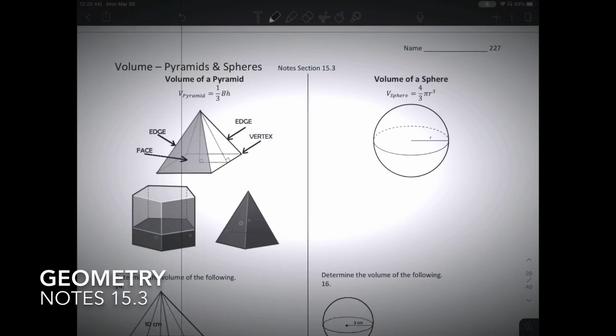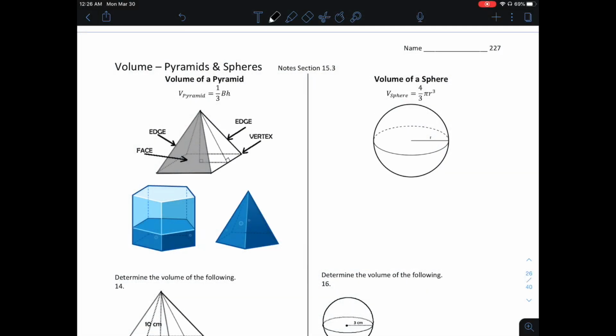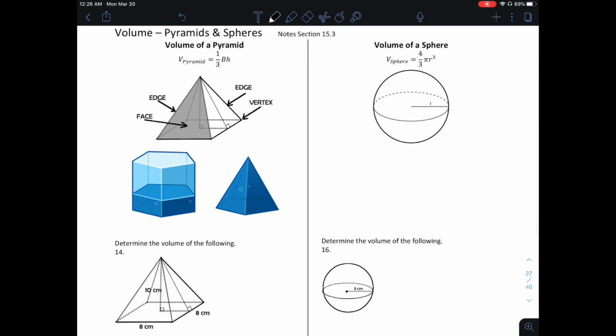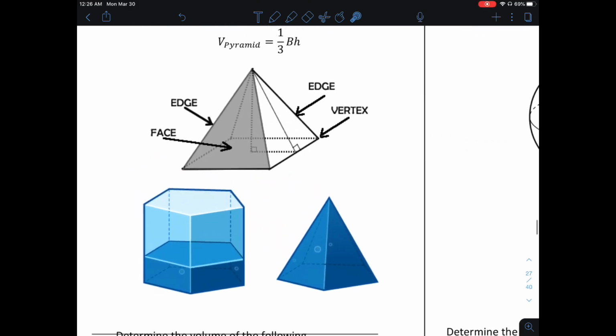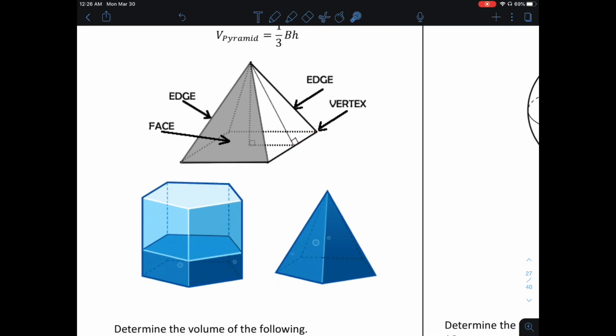This is Honors Geometry. Note section 15.3, finding volume of pyramids and spheres. Volume of a pyramid. Just a reminder of some terms. This is a face. Where two faces come together is an edge. And where two or more edges come together, it's a vertex.